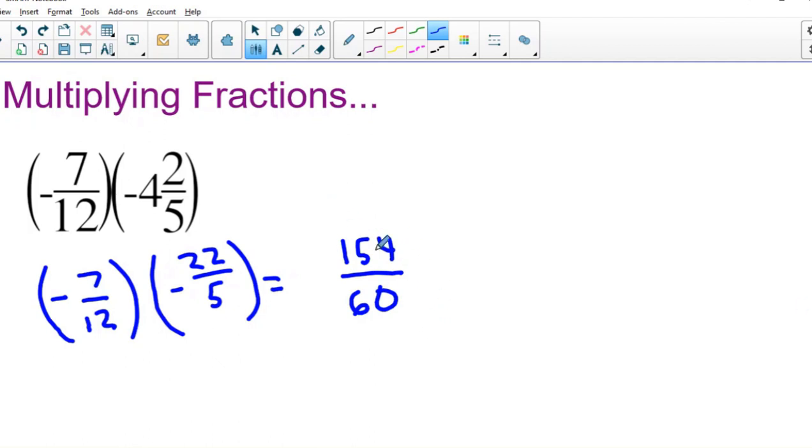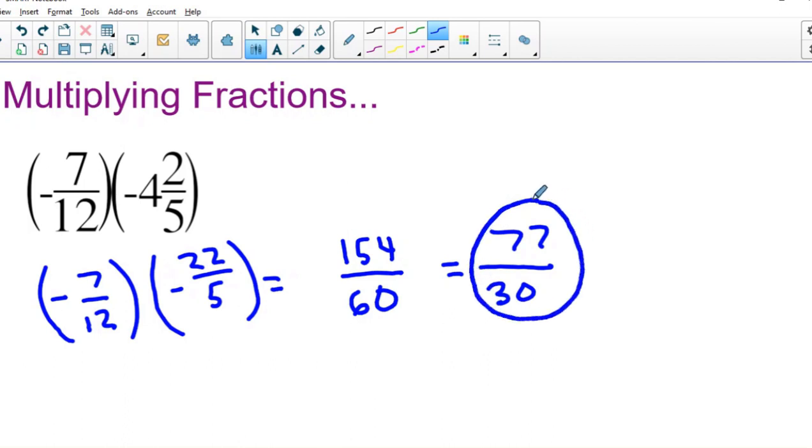The only thing I would say here is I can simplify this still. I could reduce this fraction. I noticed that the top is even, the bottom is even. So I could divide by 2. 60 divided by 2 is 30. And 154 divided by 2 is 77. So I could reduce a 2 out of that fraction, and that's really the only thing I could do here. Nothing else would divide out from 77 and 30.